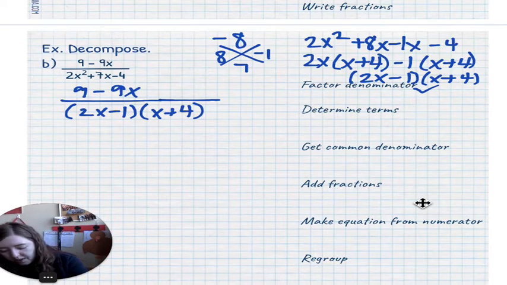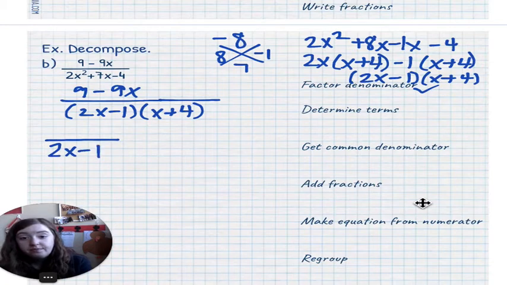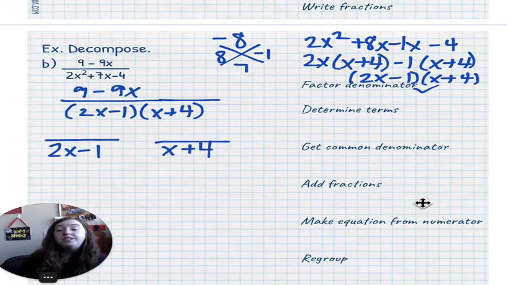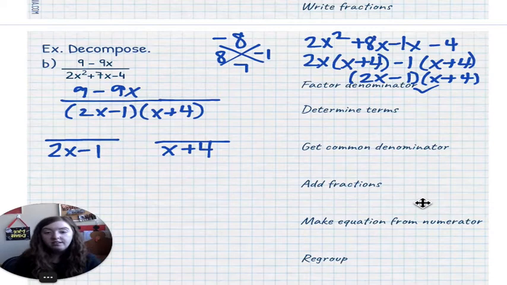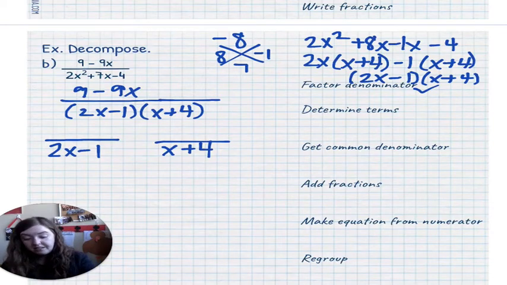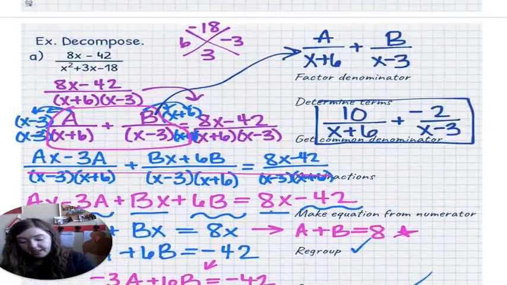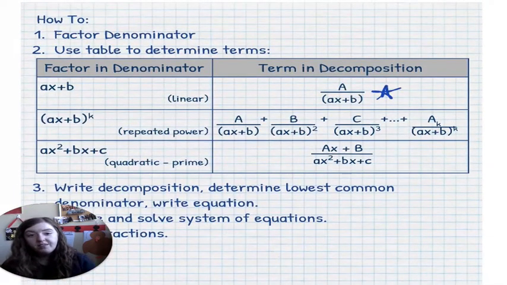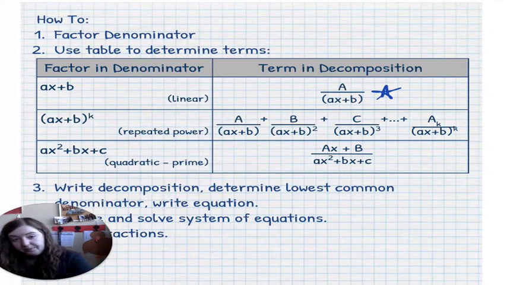So one of our denominators is going to be 2x minus 1. My other denominator is going to be x plus 4. 2x minus 1 is linear since it's a plain old x. X plus 4 is also linear since it's a plain old x. So if we look back up here, since both of them are linear, we're going to be using this guy right here. So we're just going to put letters on top.